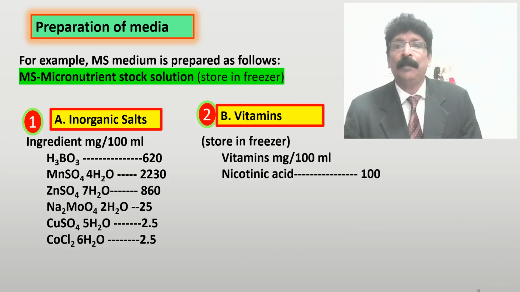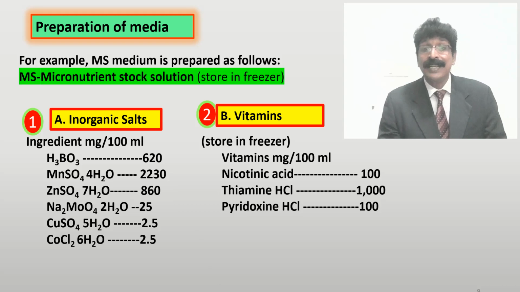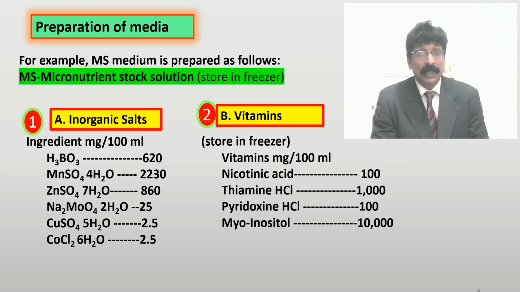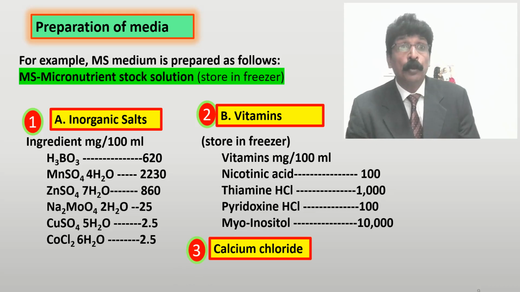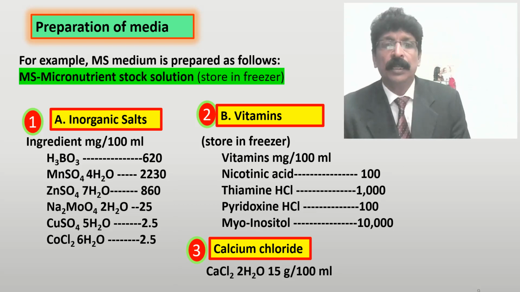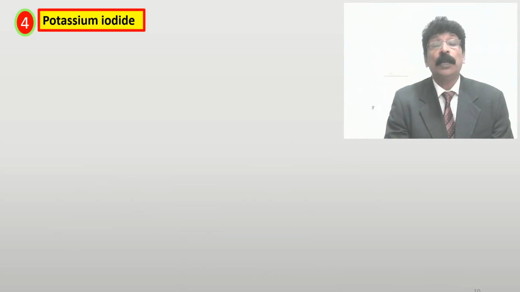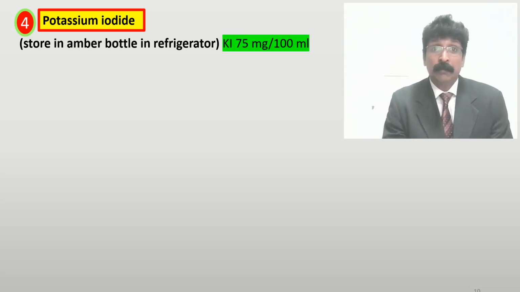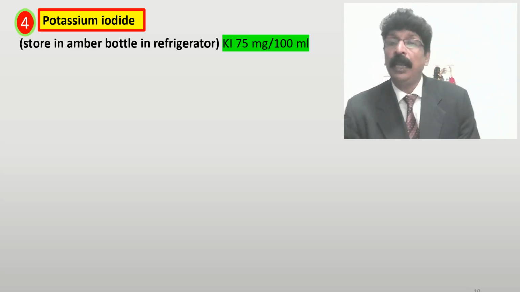Nicotinic acid 100 milligram. Thiamine hydrochloride 1000 milligram, that means 1 gram. Pyridoxine hydrochloride is 100 milligram, and myoinositol is 10,000 milligram, that means 10 grams. Number 3, calcium chloride, 15 grams for 100 ml should be prepared and kept in the freezer. Potassium iodide is also an important component in MS medium, stored in an amber colored bottle in refrigerator because it is light sensitive. So potassium iodide 75 milligram in 100 ml.